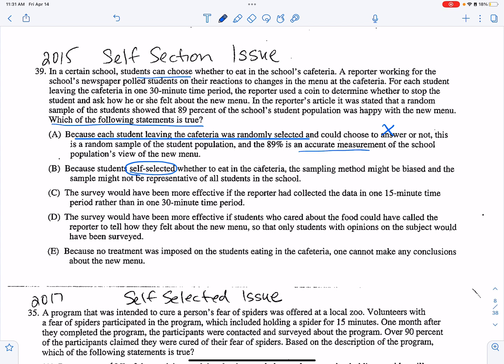Because the students self-select whether to eat in the cafeteria, the sampling method might be biased. Notice this says might be. If that said will be or prove, that's going to be too deterministic. So we like words like might. And when you see things like that, those should point you to maybe that's the correct answer.